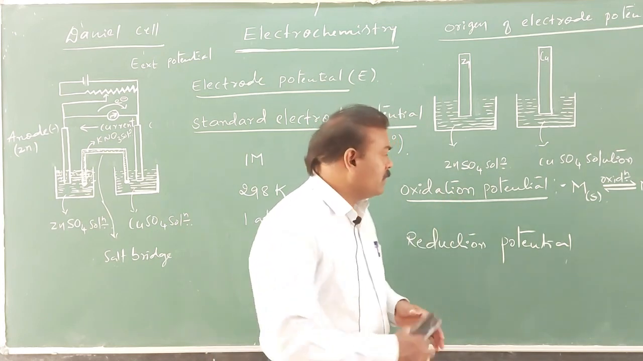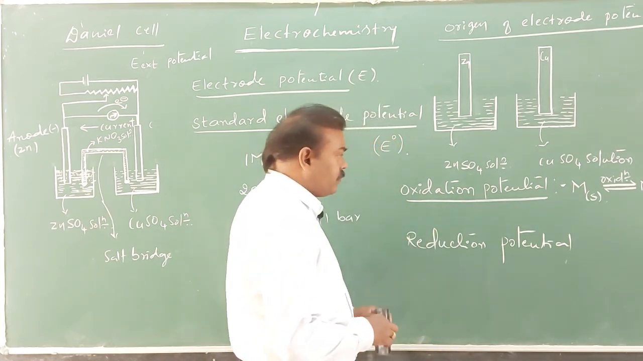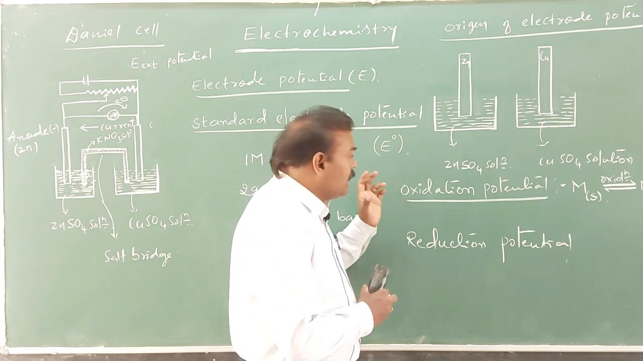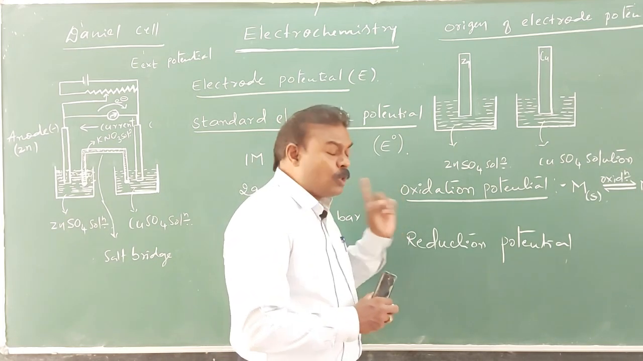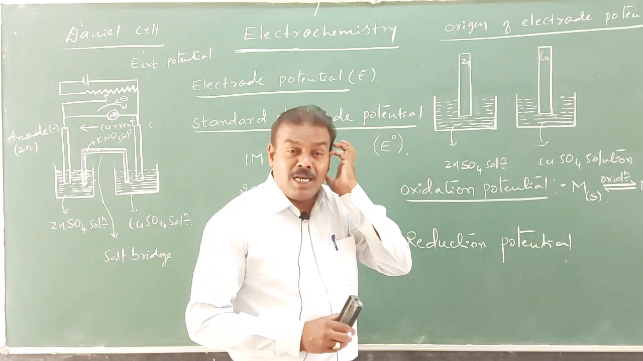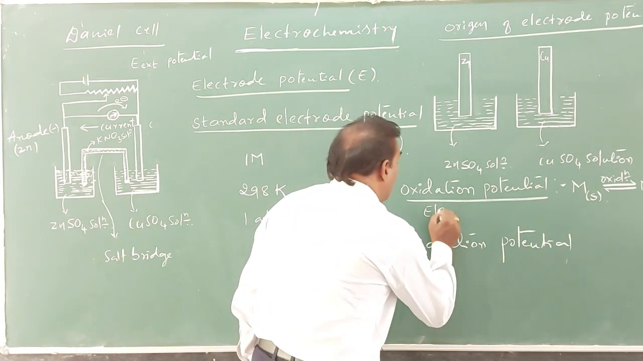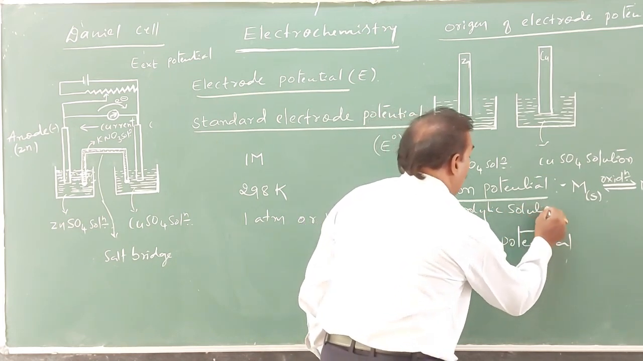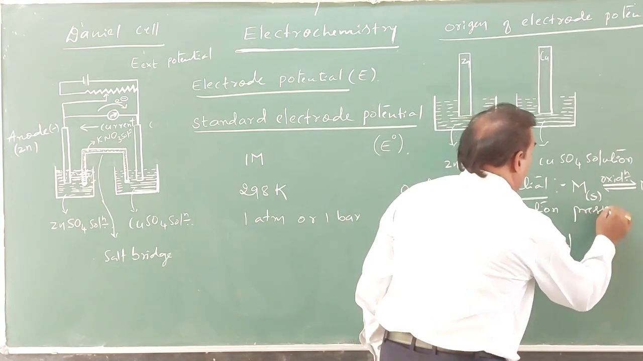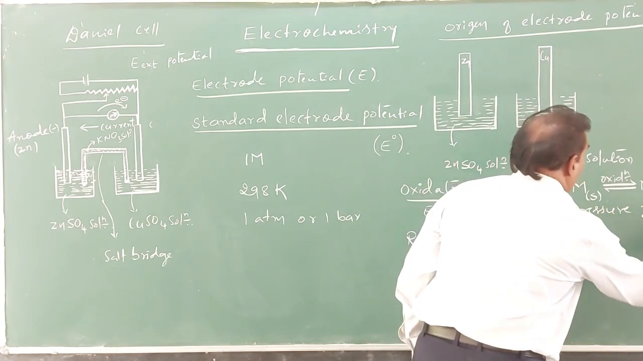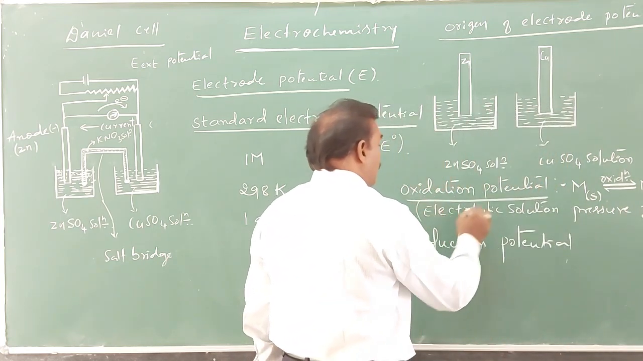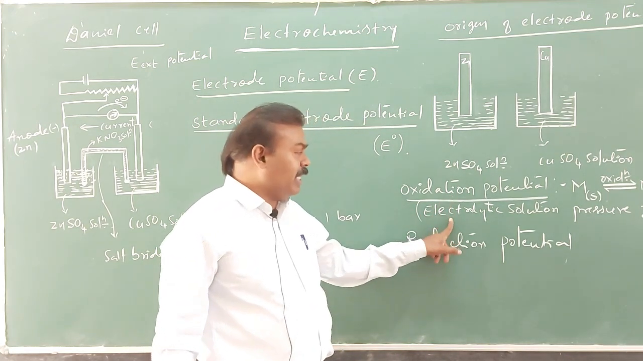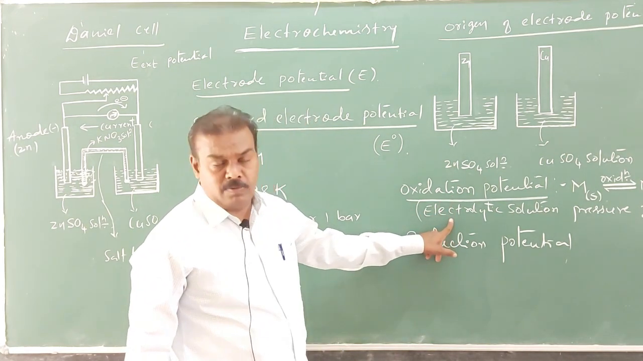Now, oxidation potential is also called the electrolytic solution pressure of the metal. Electrolytic solution pressure of metal. Oxidation potential is nothing but the electrolytic solution pressure of the metal.